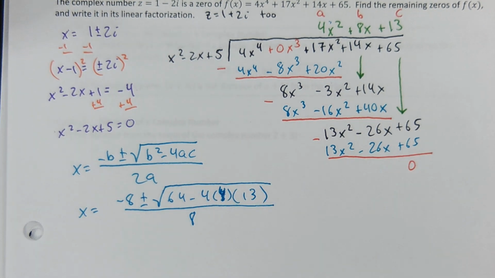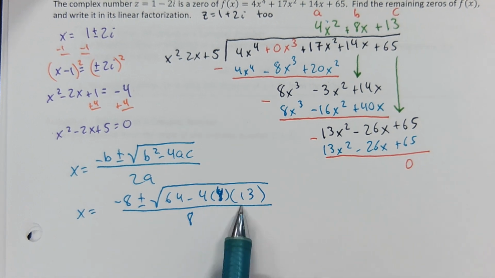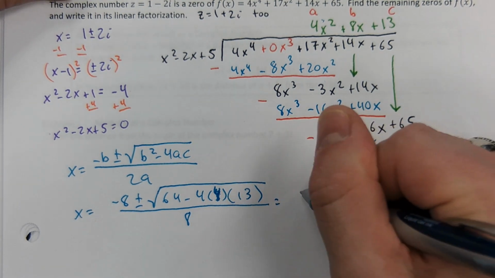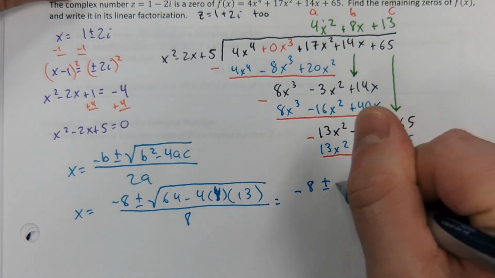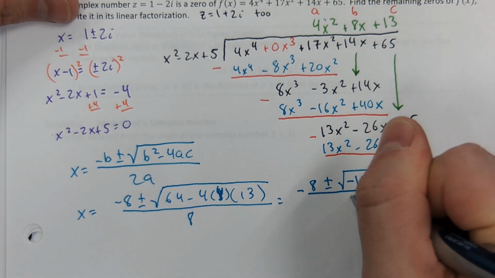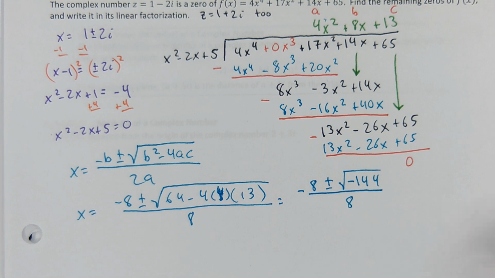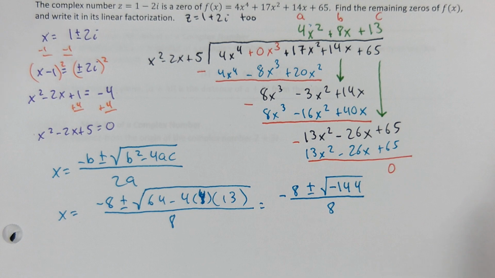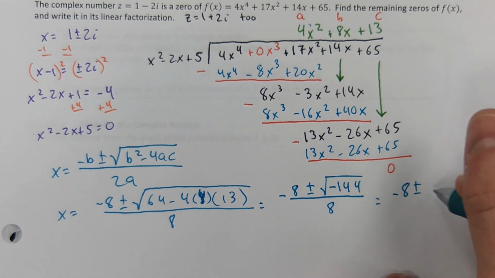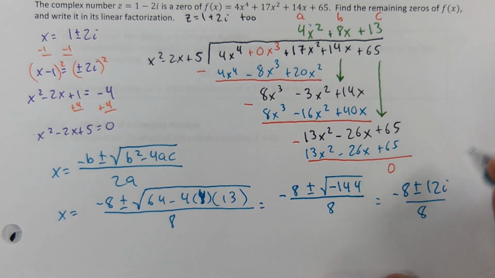Now I'm not going to lie. You're probably going to want to grab a calculator just to make sure you don't goof this part up here. But I've already done that. This number is negative 144 in here. 144 is a perfect square. So what is the square root of negative 144? 12i. Yep. So we have negative 8 plus or minus 12i over 8.